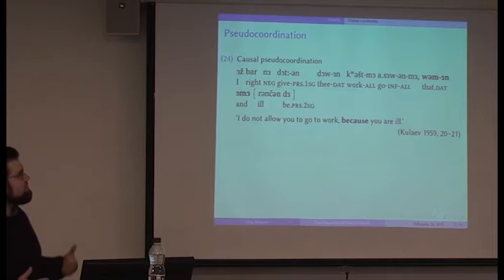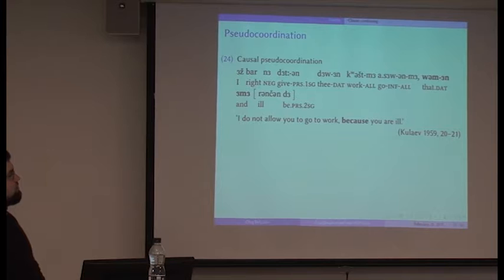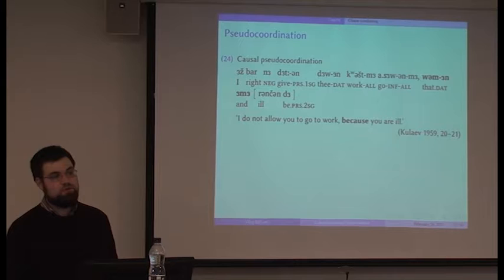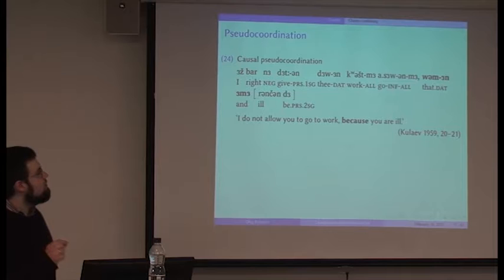So 24 illustrates a construction which I call causal pseudo-coordination, and in this construction, the combination of the dative form of the distal demonstrative pronoun, literally to that, and the conjunction and with the following clause implies a causal meaning. So the sentence in 24, I do not allow you to go to work because you are ill, literally means something like, I do not allow you to go to work for that and you are ill. So here the causal meaning arises from the combination of the dative form of the demonstrative and the conjunction and.